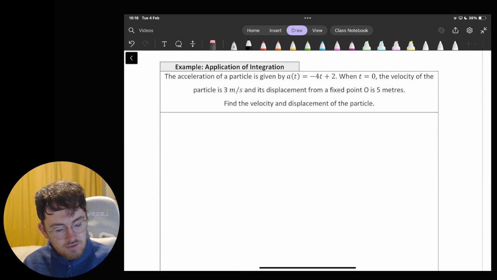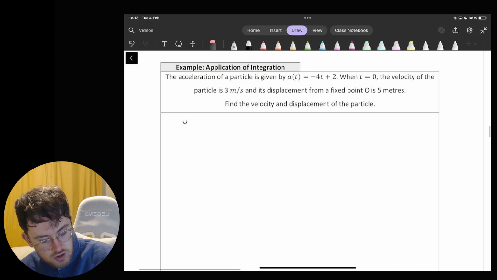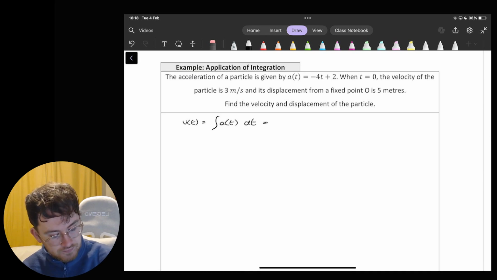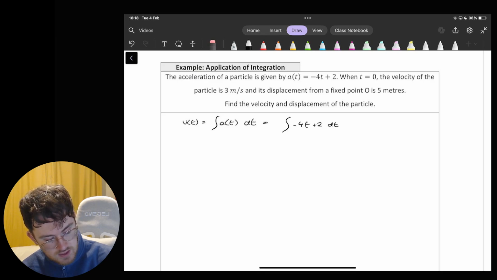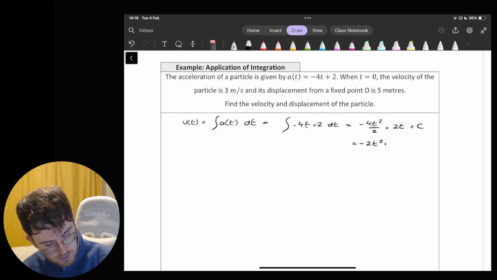So acceleration is given by this formula. When t is 0, the velocity is 3 and the displacement is 5. Find the velocity and displacement of the particle in a general sense. We should know that velocity is the integral of acceleration. So integrating acceleration, minus 4t plus 2 dt, is going to be minus 4t squared over 2 plus 2t plus c, which is minus 2t squared plus 2t plus c. So this is my velocity.